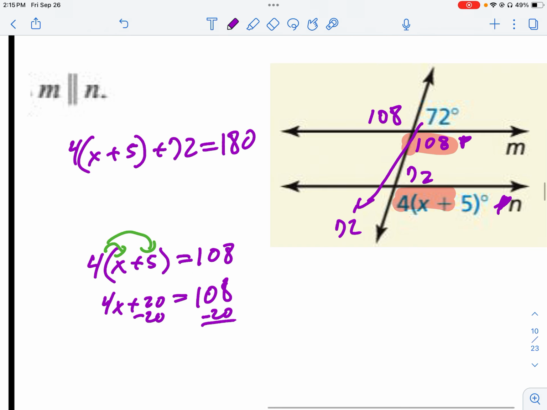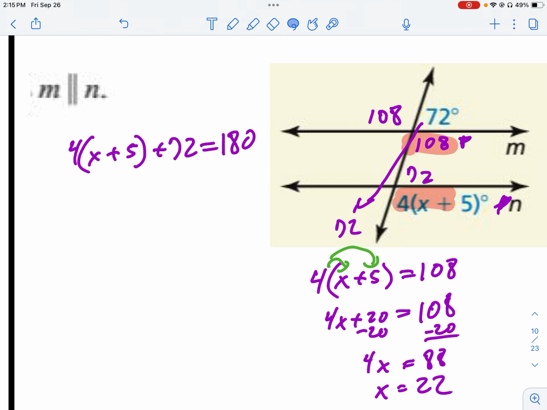Subtract 20 from both sides. 4x equals 88. X equals 22. So when x is 22, m will be parallel to n. But what if we had done it the other way?